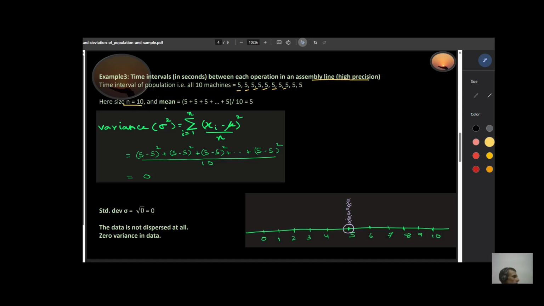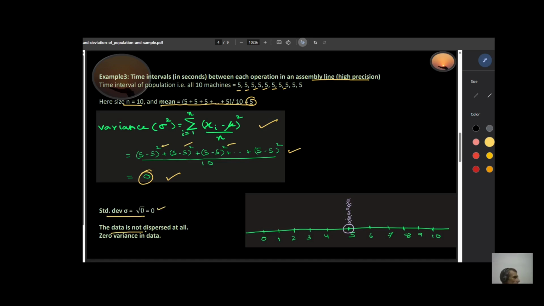So here my size is again 10, and I calculate my mean. It comes out to be 5. And then I do my formula right there, my variance formula. Then I calculate my variance, and as you can see, it comes out to be 0. My variance is 0 because, sorry, all values are 5. So 5 minus 5 is 0 for each one of them, and the answer comes out to be 0. Standard deviation, take the square root, the answer is 0.